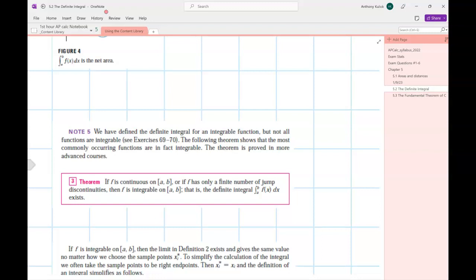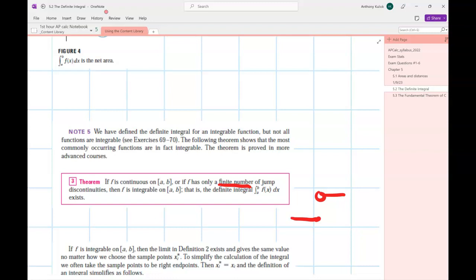It says that if f is continuous on some interval a, b, or if f has only a finite number of jump discontinuities, then f is integrable on a, b. That is, its definite integral exists. So a finite number of jump discontinuities. When we say a jump discontinuity, we mean something like that. Then you can't, that's not going to be integrable.